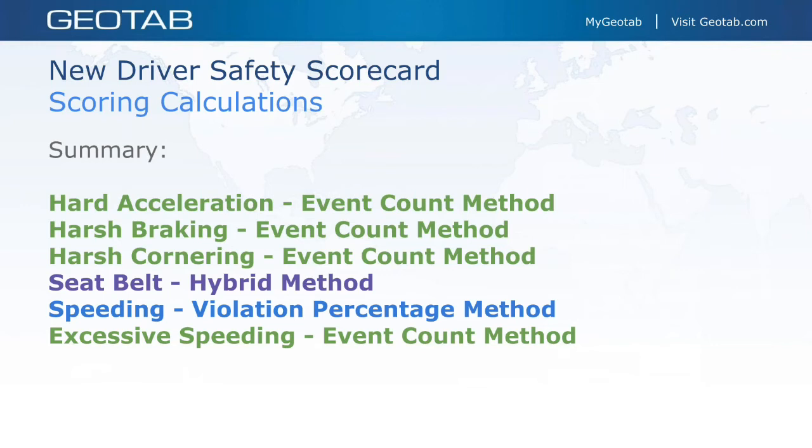Here's how we are calculating these scores for each rule that we're using. For our ABC rules, we are only looking at the event count method. Again, those are the rules that are just a split-second infraction. For speeding, we're looking at the violation percentage method, so we're looking at what percentage of their driving distance was spent breaking the rule. For excessive speeding, we are looking at the event count method. And then we're using the hybrid method, which is a combination of event count and the violation percentage, for seatbelt.